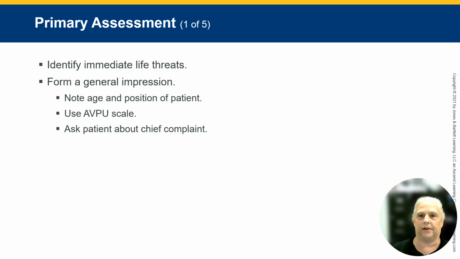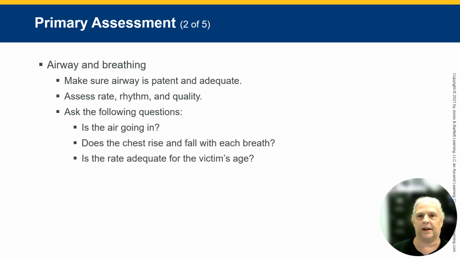You're always going to identify your immediate life threats. You're going to get that overall general impression of your patient's level of distress. How are they sitting? How are they positioned? What is their age? Do your AVPU. Check for your responsiveness. Ask them about their chief complaint. Assess their airway. Make sure that it is patent and adequate. You want to evaluate whether or not they are breathing appropriately. Look and think to yourself, is air going in? Is air coming out? Is the rise and fall of the chest the same with each breath? Is the rate adequate for the patient's age?